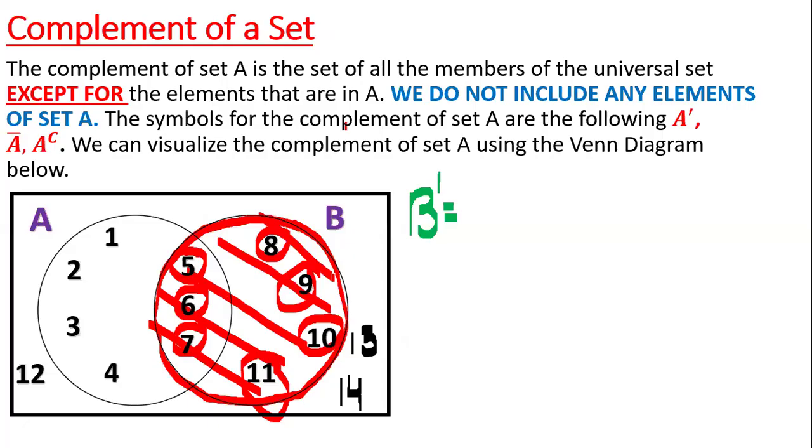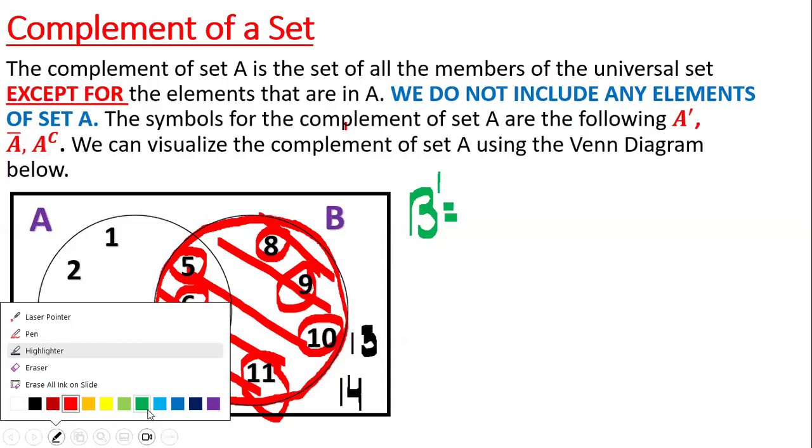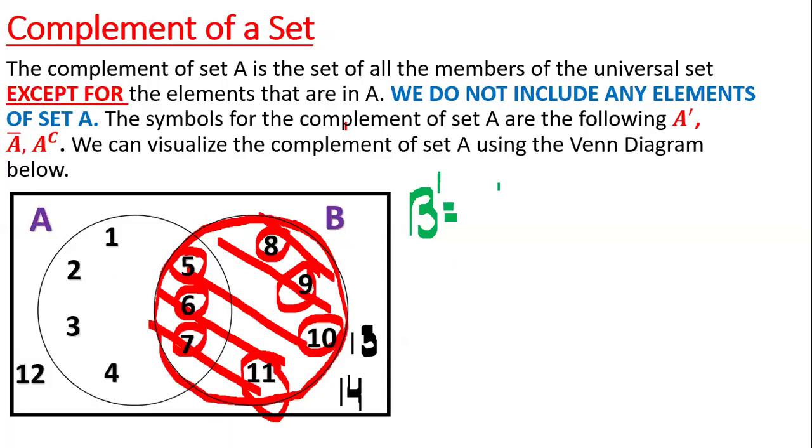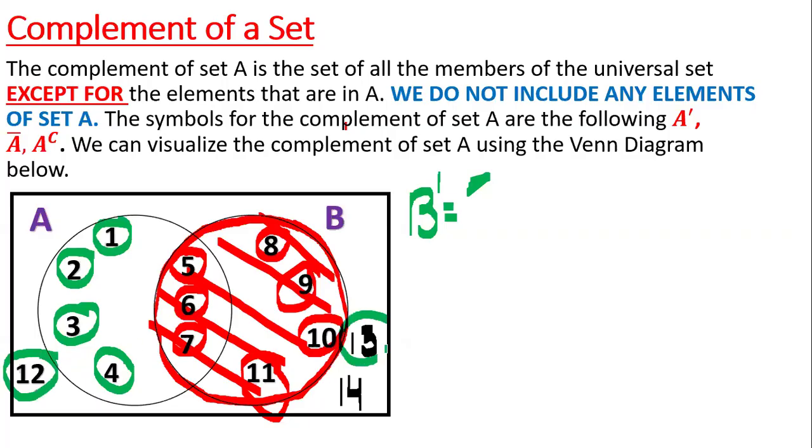So if we do not include them, Mr. Petit, what do we include? So what are we going to include? Right? 1, 2, 3, 4, 12, 13, 14. Very good. We can include anything that is not in B. So 1 is not in B, so we include that. 2 is not in B, we include that. 3 is not in B, so we include that. Same thing with 4. 4 is not in B, so we include that. 12 is not in B, so we include that. 13 is not in B, so we include that. 14 is not in B, so we include that as well.